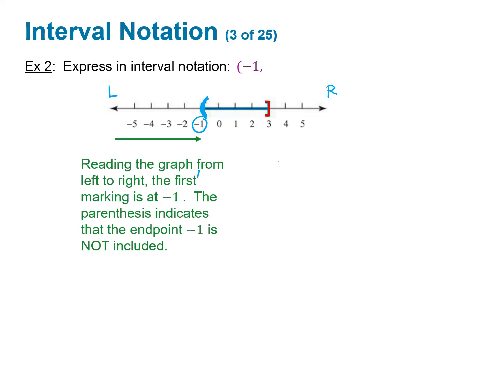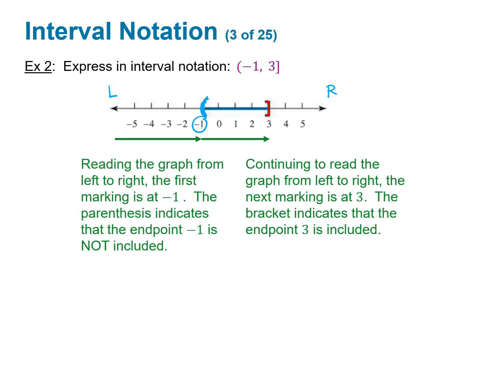Reading the graph from left to right, the first mark is at -1. The parenthesis indicates that the endpoint -1 is not included. Continuing to read the graph from left to right, the next marking is at 3. That's our maximum value, and the bracket indicates that the 3 is indeed included.